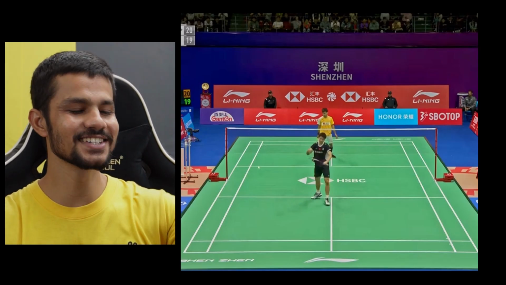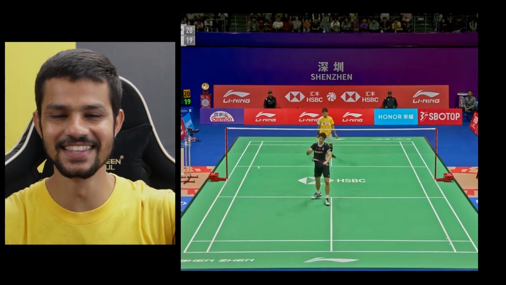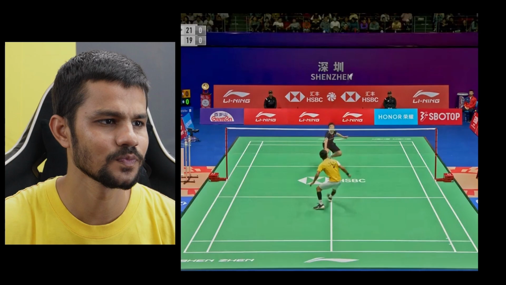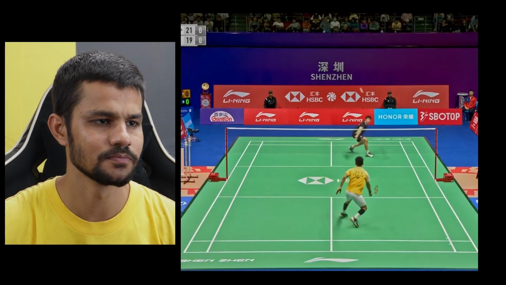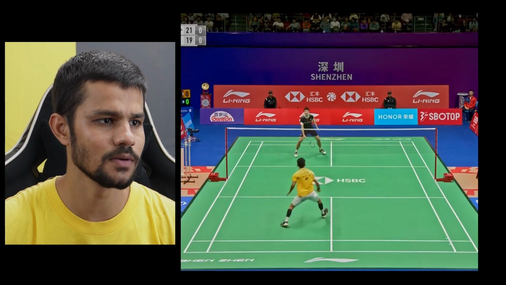Whoa! To finish the first set, you need this type of shot. Wow. Nice lift. Again, parallel shot.